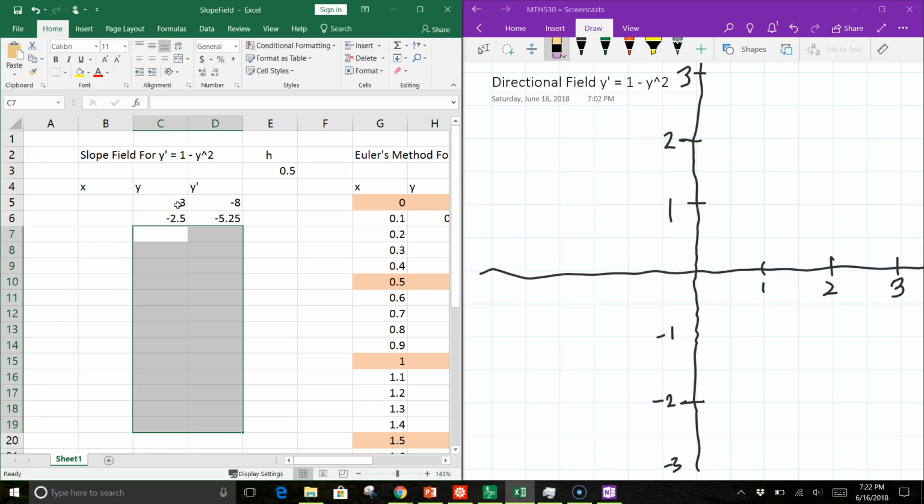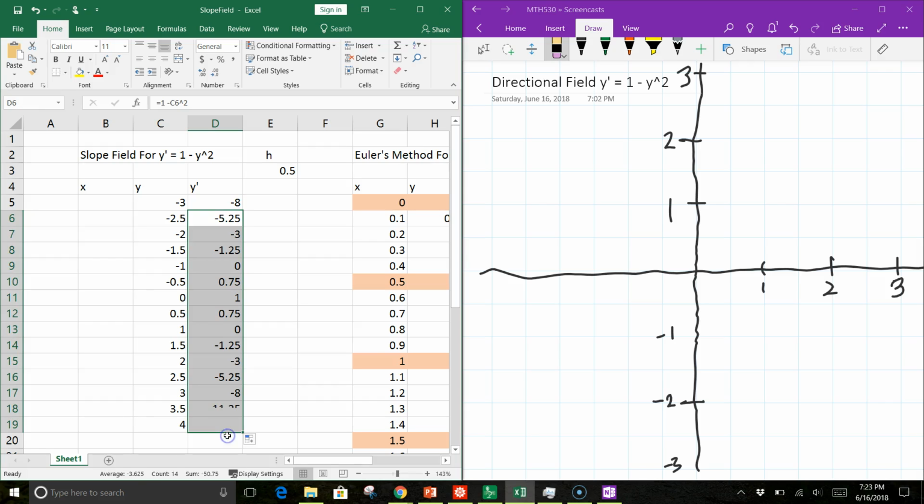So I'm just starting from some random negative values so I can get values along these horizontal lines, -3, -2.5, because there are no x values. And I'm going by the steps for h equals 1/2. So I populate the y values, I populate the slopes, and then I can plot them on my directional field.